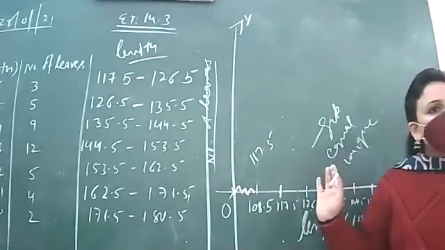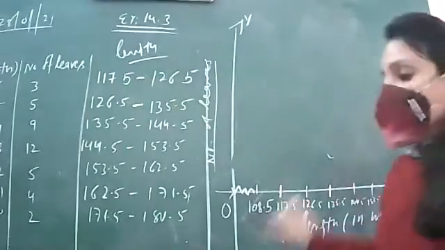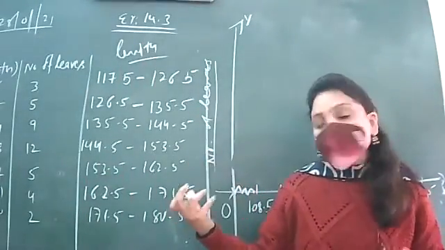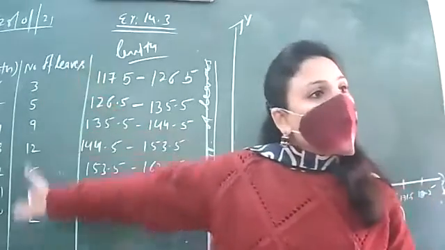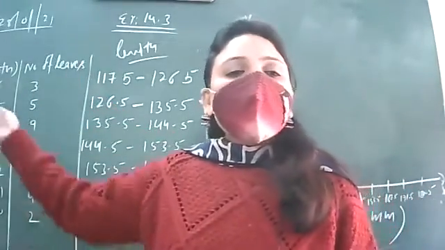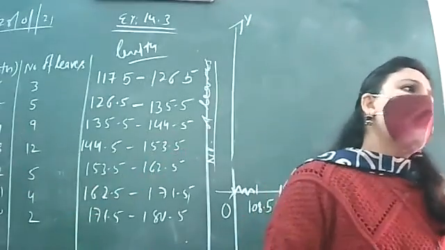ठीक है, am I clear up to this? चलिए, now turn comes of the y-axis. On this y-axis, we need to draw the numbers of the leaves, that means frequency. So minimum value is 2 and maximum value is 12. So let us take the gap of 2 units.